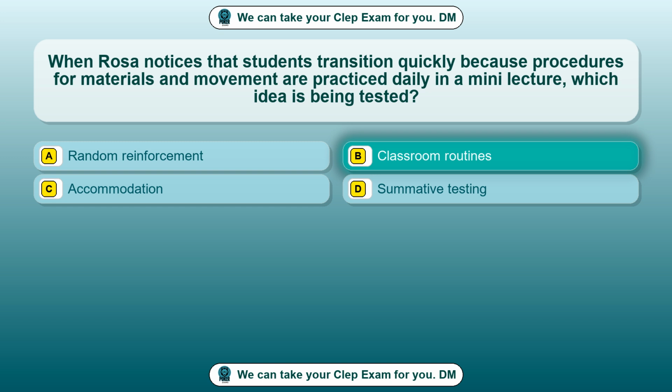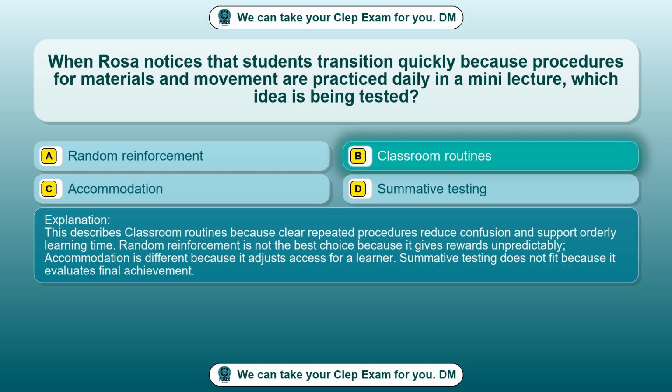Classroom routines. This describes classroom routines because clear repeated procedures reduce confusion and support orderly learning time. Random reinforcement is not the best choice because it gives rewards unpredictably. Accommodation is different because it adjusts access for a learner. Summative testing does not fit because it evaluates final achievement.